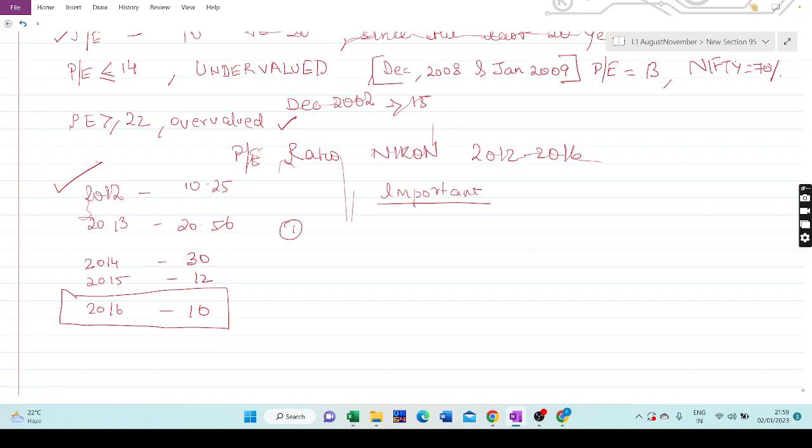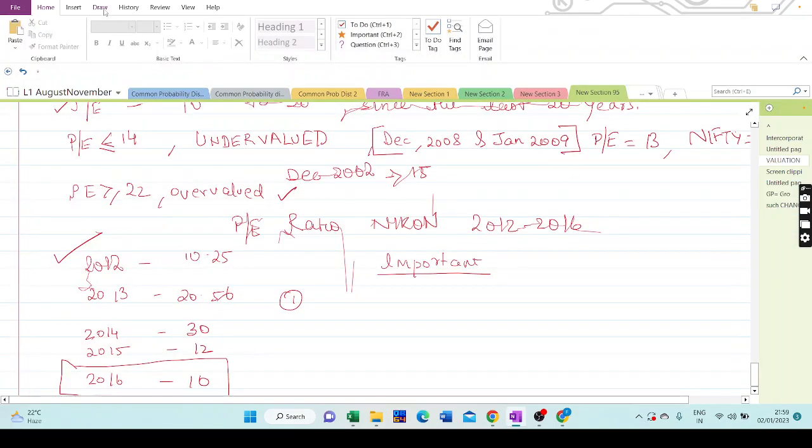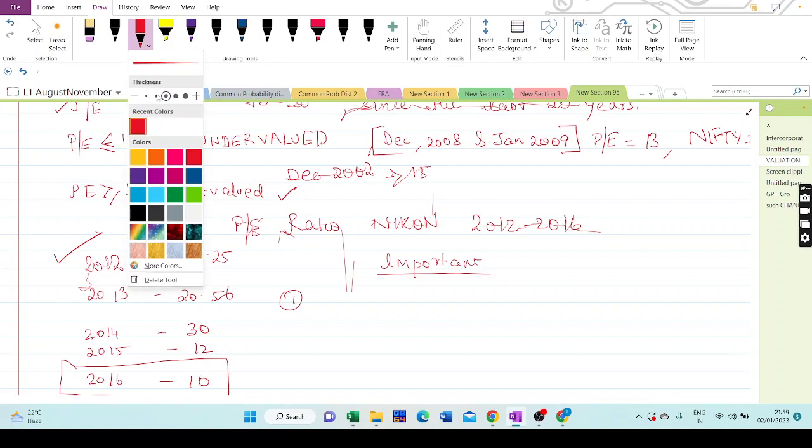Second point, please note that there is no single good PE ratio. Please note this down. This is a 5-star point. There is no single good PE ratio.